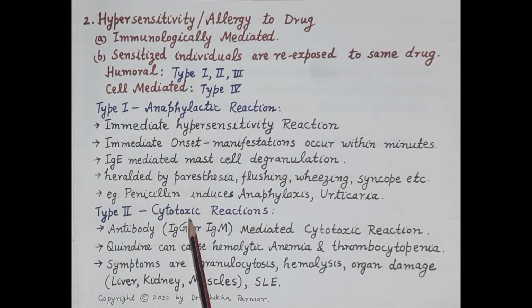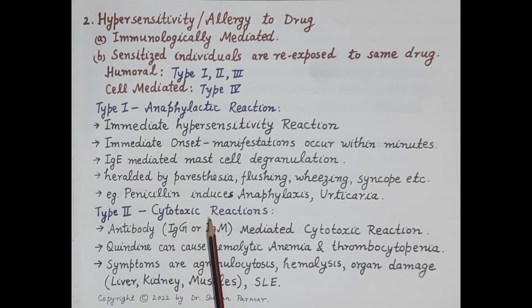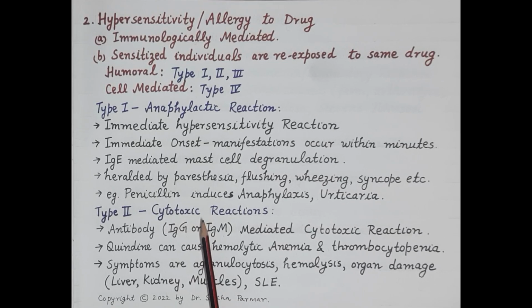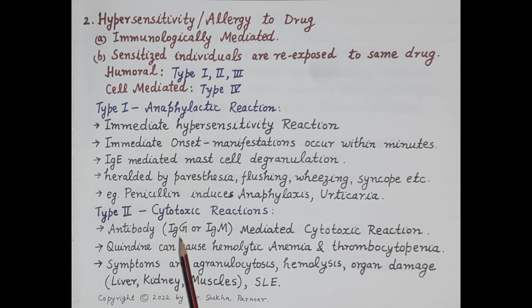Second type of allergic reactions are cytotoxic reactions. These are type 2 hypersensitivity reactions in which cells are broken down. There is lysis of the cells, and therefore these reactions are called cytotoxic reactions. Now, sensitization of the immune system of the body to the drug or to the antigen releases antibodies. Antibodies, namely IgG, that is immunoglobulin G, or immunoglobulin M, are produced.